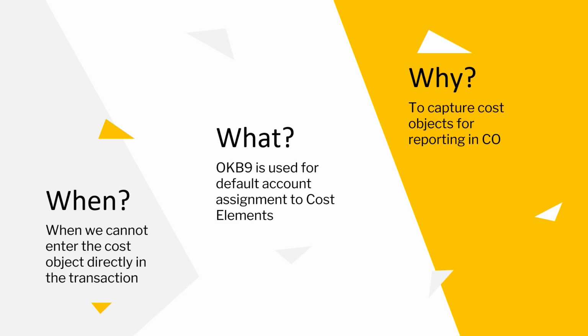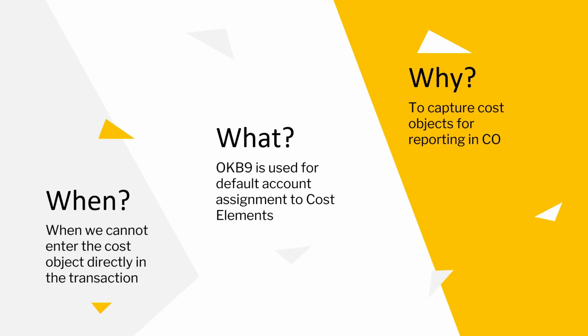So that is the reason we require a proper cost object assigned to our FI transactions. Now, the FI transaction might originate in FI or it might originate in other modules like SD, etc. Irrespective of where it is originating, once it comes to FI, we expect a cost object to be assigned to it so that these costs also flow into controlling. So that is the purpose of using OKB9, or assigning a cost object.